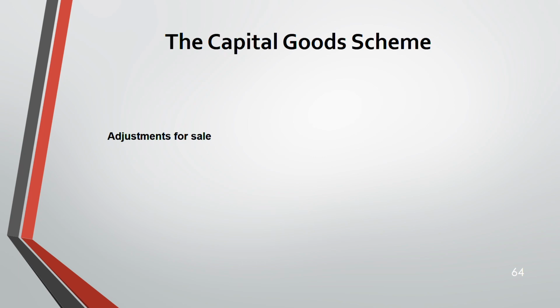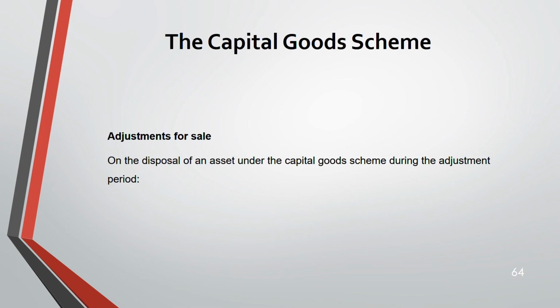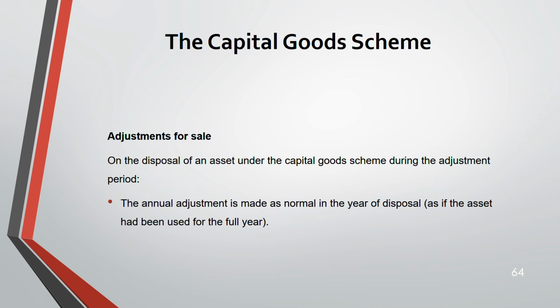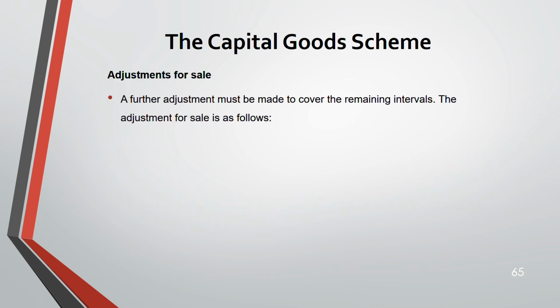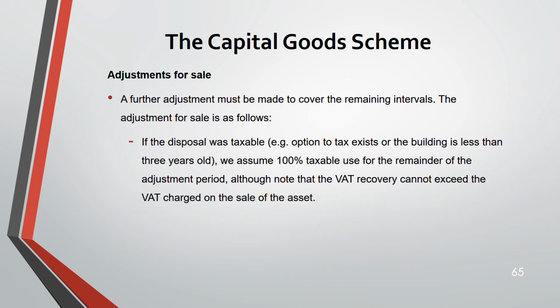Adjustments for sale when you're selling the building. So when you're selling, you have to make an adjustment. Annual adjustment is made as normal in the year of disposal, as if the asset has been used for the full year. Now, a further adjustment must be made to cover the remaining intervals. Adjustment for sale is as follows.